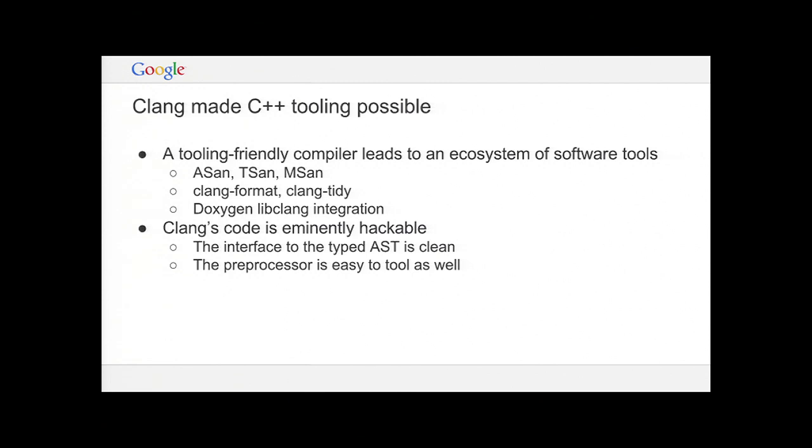This is all because Clang's codebase is really easy to hack on, right? It's separated into all of these libraries. You can pick only what you want. It's easy to get into. It's very well documented. The interface is very clean. Even things like the preprocessor, maybe the hairiest part of compiling C or C++, is easy to instrument.